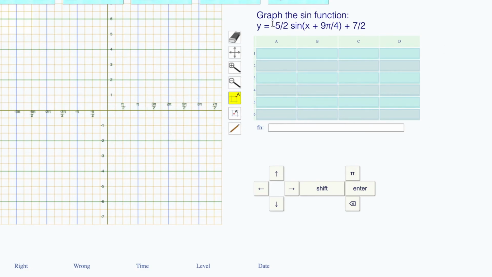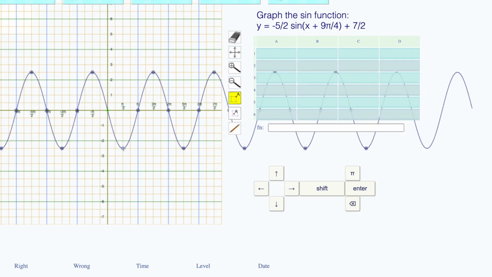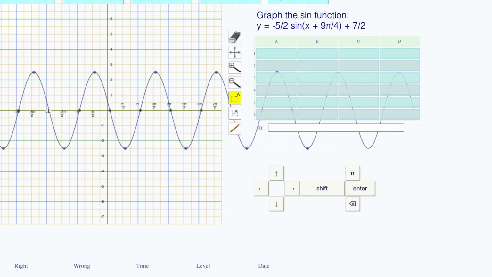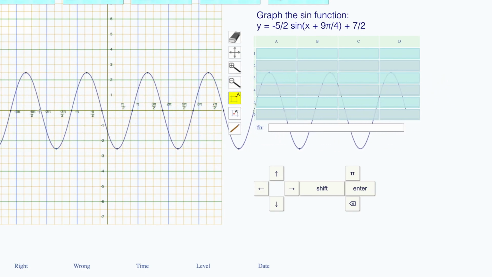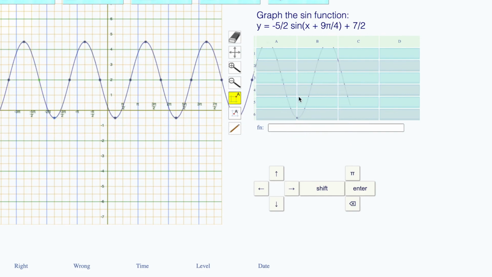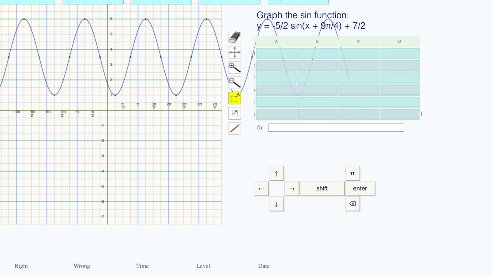One more just for fun. Negative 5 over 2, that's negative 2.5 is the amplitude. The b is 1, so we don't have to stretch it out or anything. The h is negative 9 pi over 4. Negative pi, that's negative 4 pi over 4. Negative 2 pi is negative 8 pi over 4, so negative 9 pi over 4 is right there. Plus 7 over 2, which is 3.5, so I'm lifting the midline up to 3.5 like that. And there's our answer.